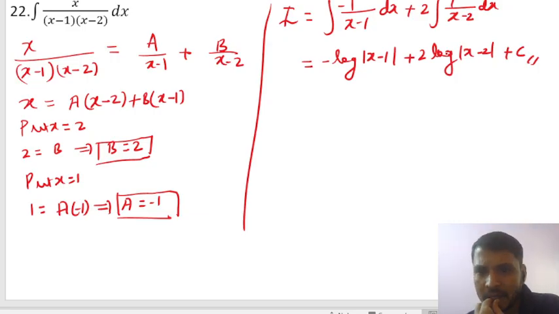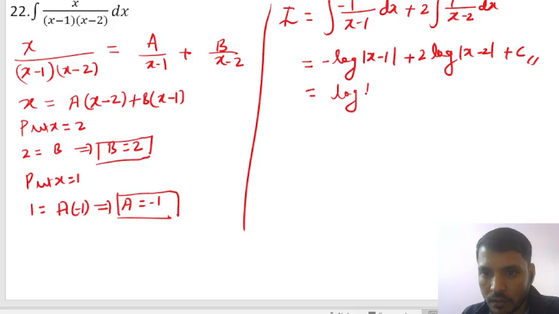Or we can apply the properties here also. If you are applying the properties, because it is an objective question, we need to match the options. So what we can do here, this minus will come to the top, it will become 1 by log mod x minus 1, and here it will become log (x minus 2) whole square, plus c.